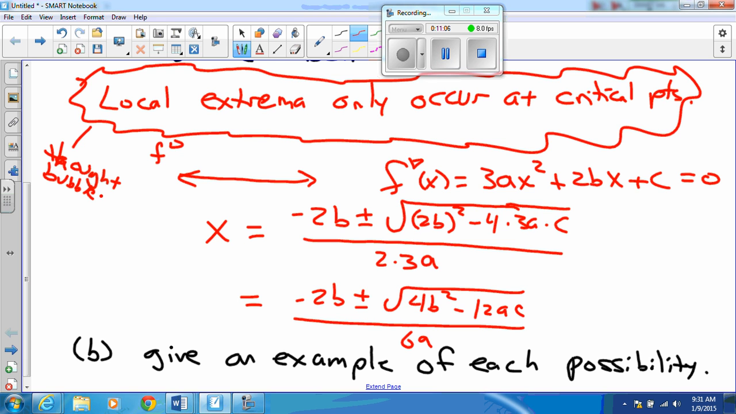Have I covered all possible cases? Could it also be 0? Please remember there are 3 flavors of numbers: positive, negative, and 0 also. What happens if the inside of the square root is 0? How many critical points do I have? I have 1 critical point. Right, that's exactly it.